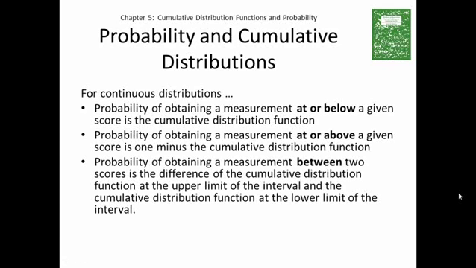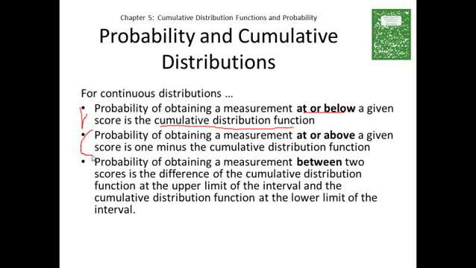All right, we've looked at our very first distribution functions, our very first cumulative distribution functions. We will be using these cumulative distribution functions quite a bit as marketers for calculating different aspects of our measurements. For instance, if you want to know the probability of obtaining a measurement at or below a given score, that is simply the cumulative distribution function. So at or below is simply the cumulative distribution function.